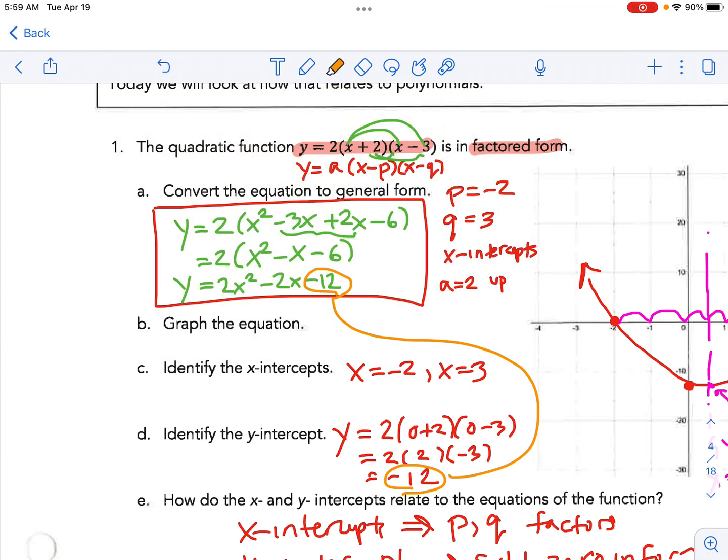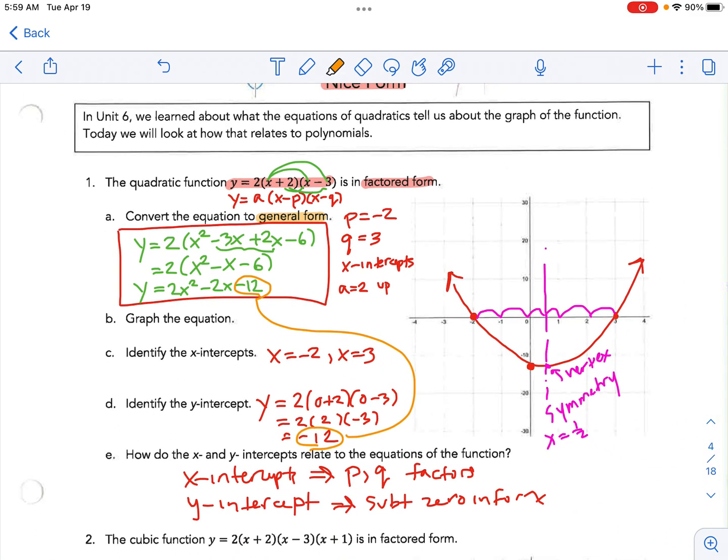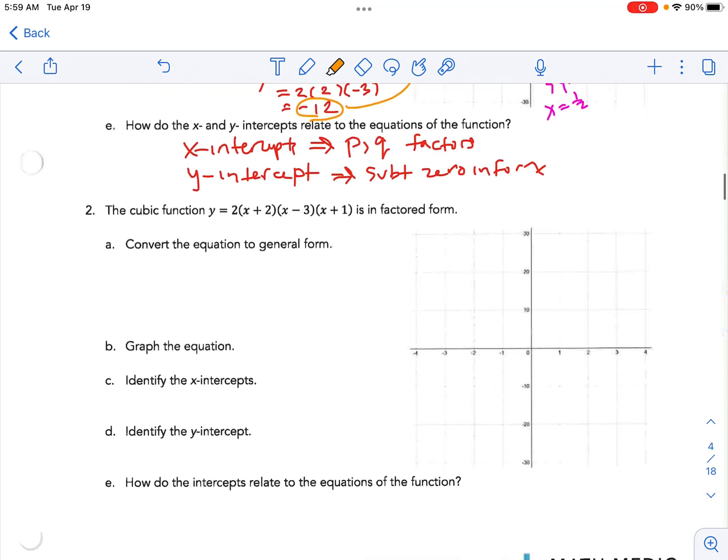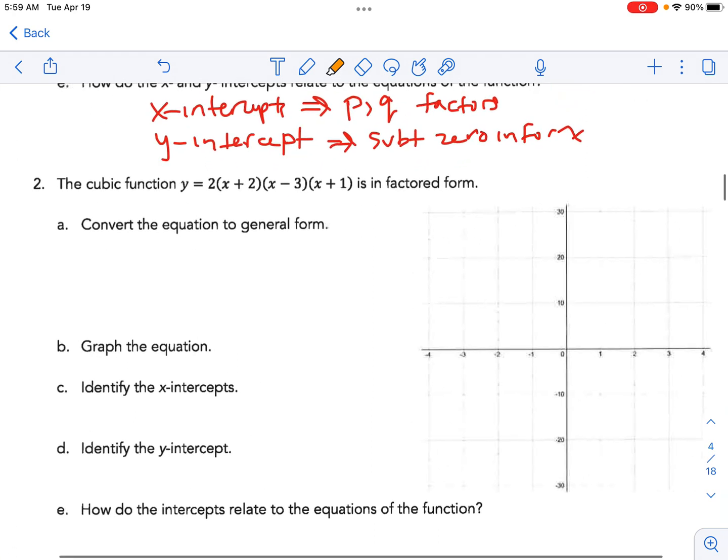If we have the general form, then we can at least find the y-intercept really easily. We can't find the x-intercepts that easily, though. We would have to reverse that whole process, which is cumbersome, which is why the intercept form, or the factored form, is so much more convenient for graphing.